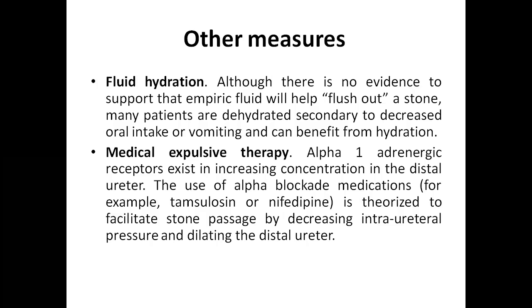The use of alpha blocker medication, for example tamsulosin or nifedipine, is theorized to facilitate stone passage by decreasing intraureteral pressure and dilating the distal ureter. Alpha adrenergic receptors exist in increased concentration in the distal ureter. So by blocking these adrenergic receptors, there will be a passive dilatation of the intramural part of the ureter, and this will enhance spontaneous stone passage.